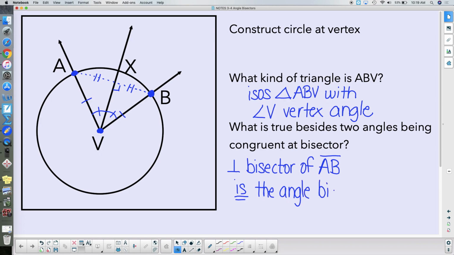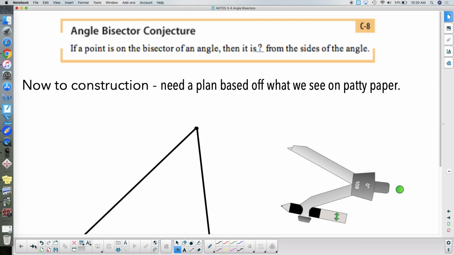So we forced an isosceles triangle to be formed. And once that isosceles triangle is formed, we're going to use those two new points, A and B, to do a perpendicular bisector, and that's going to be our plan for our construction. So the construction, here's what we know. If a point's on the bisector of the angle, then it's equidistant from the sides of the angle.